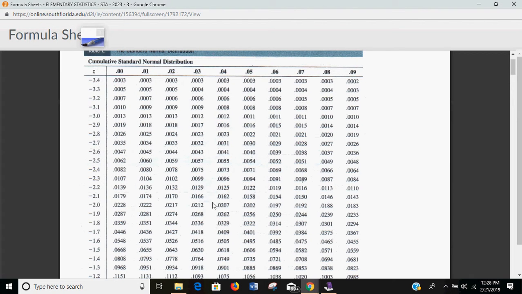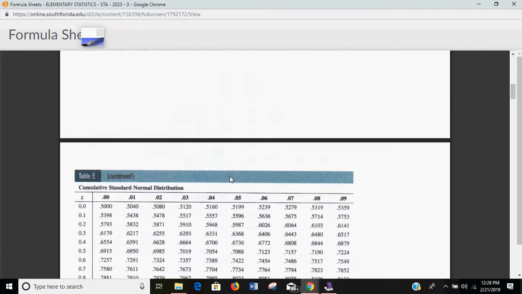Now, just a little preview of the table. If I were to ask you to look up negative 2.36, you would go over here to negative 2.3, and then you go across 0, 1, 2, 3, 4, 5, 6. See the 6 up here at the top? So negative 2.36 would be 0.0091.